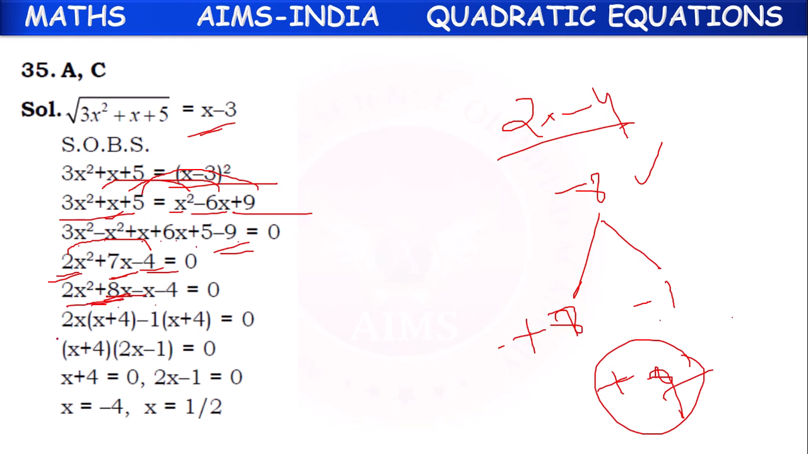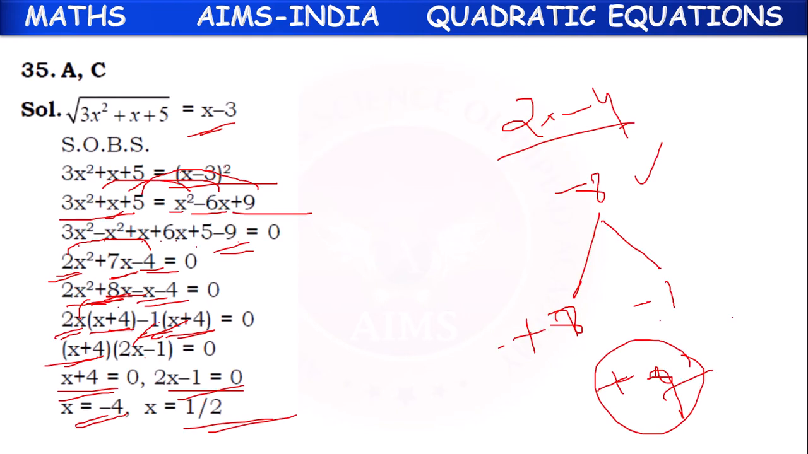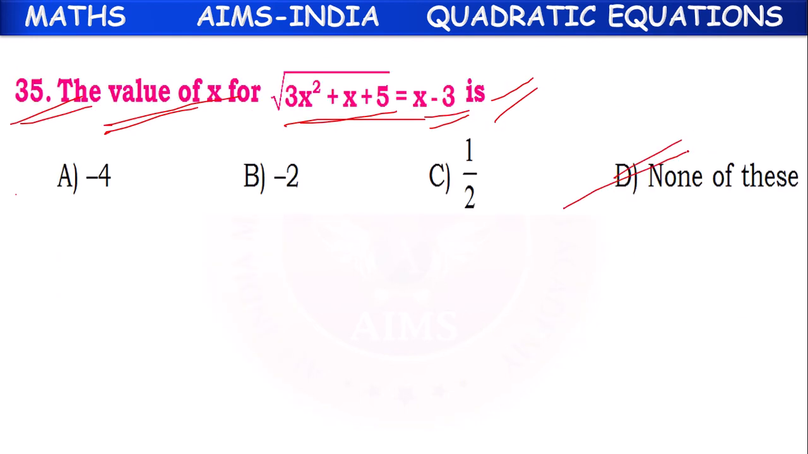From the first two, 2x we can take common, x plus 4 will come. From the next two, minus 1 we can take common, x plus 4 will come. Again, x plus 4 we can take common. Here 2x will remain, here minus 1 will remain. x plus 4 equal to 0, x equal to minus 4. 2x minus 1 equal to 0, x equal to 1 by 2. So x is equal to minus 4, 1 by 2. Both are correct answers, A and C. But it's a single correct answer. So option D, none of these, is the correct answer.